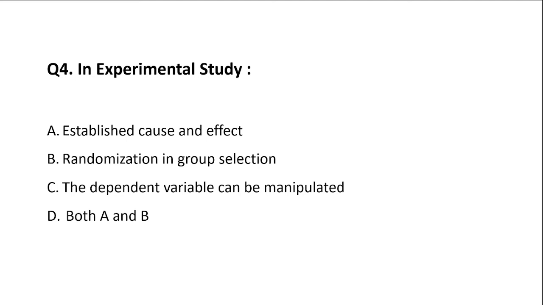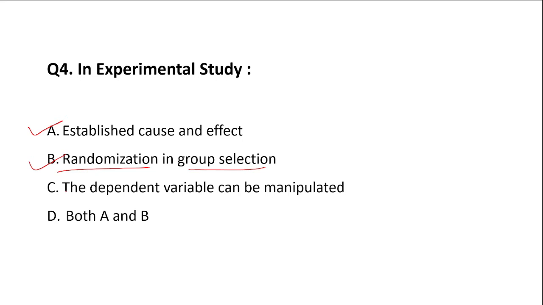Option A, establish cause and effect. So this is a right statement, because an experimental study establishes the causal relationship between the variables. Next is randomization in a group selection. This is also correct. This also happens in an experimental study or experimental research.